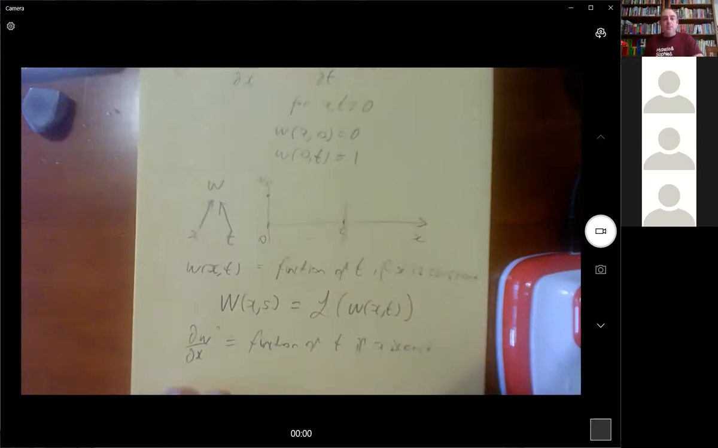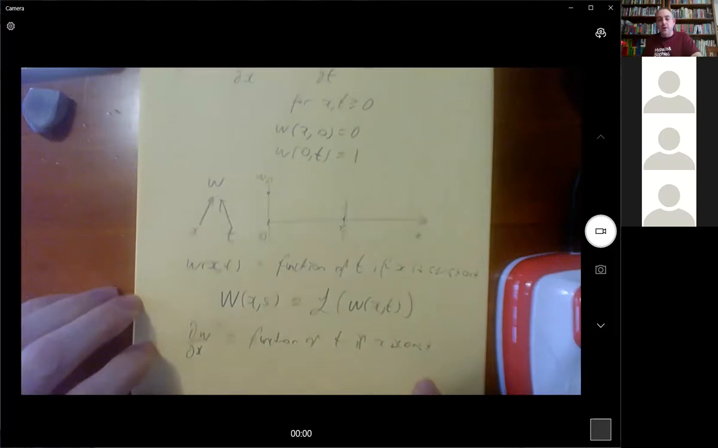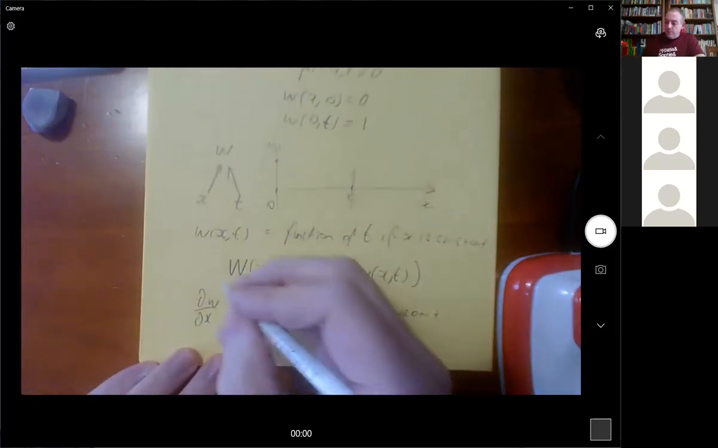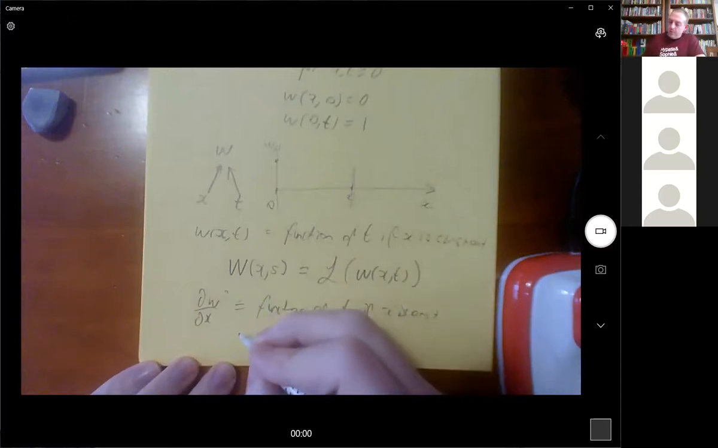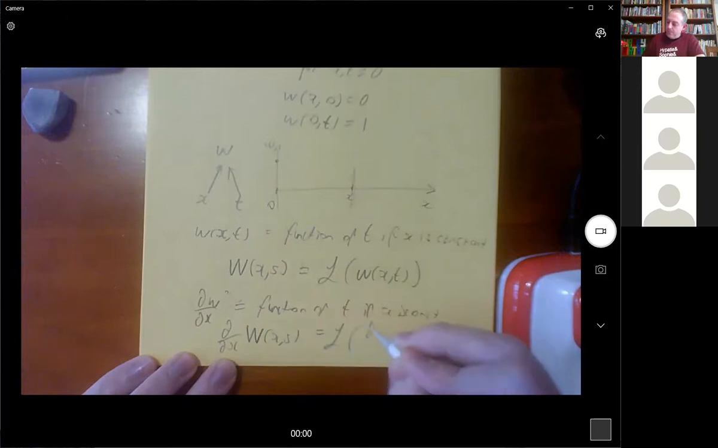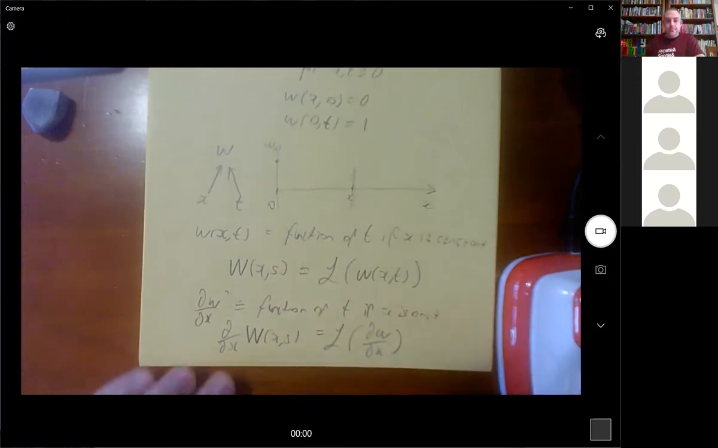And doing the action of differentiating with respect to x won't make much of an effect on how the Laplace transform works, because they're both linear operations on functions. And so this is going to produce, when I do the Laplace transform of it, d on dx of capital W of x and s, which will be the Laplace transform of dw on dx. I should have written it the other way around, I'm sorry.